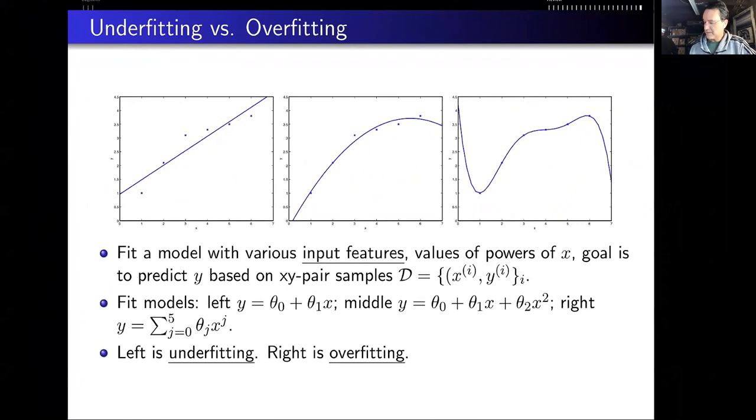On the left, we have a linear model. In the middle, we have a quadratic model. And on the right, we have a fifth order model. So we say that the left is underfitting and the right is overfitting. And the middle is kind of just right.